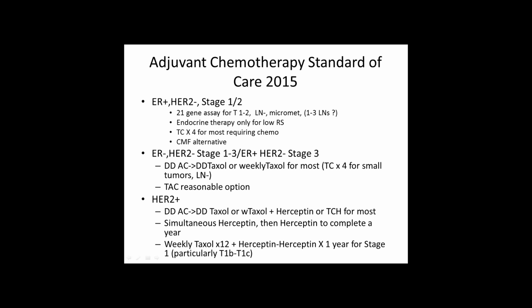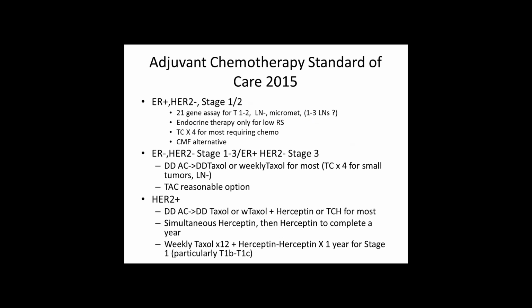So the standard of care in 2015 for adjuvant chemotherapy is divided up based on the biological subsets of breast cancer. If a patient is ER positive and HER2 negative and lower stage, we'll often do a gene assay, and I'll show you that in a minute, how we use that. Most of these patients, if they have a so-called low recurrence score on the Oncotype DX 21 gene assay, we will give them endocrine therapy alone.